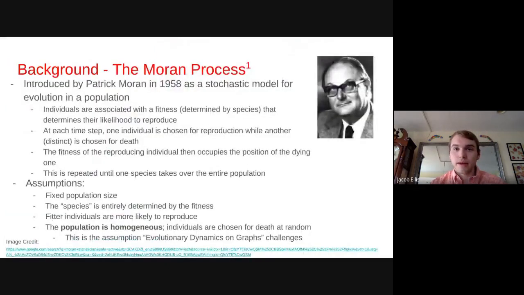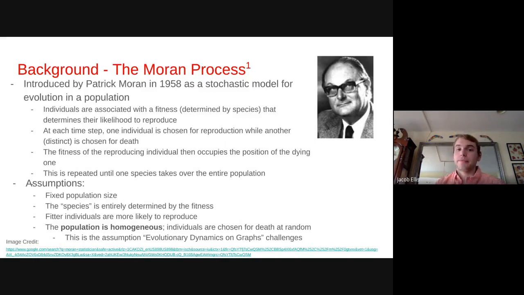So, what we did was we tested this hypothesis and we used something called the Moran process. The Moran process is a very respected way of going about things within the biological community, introduced by Patrick Moran, and it's a stochastic model for evolution within a population.